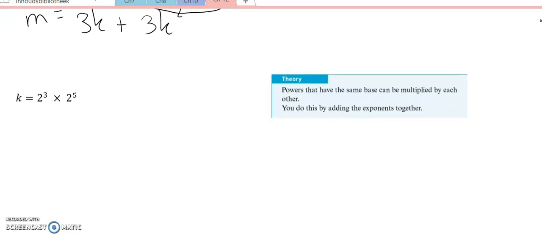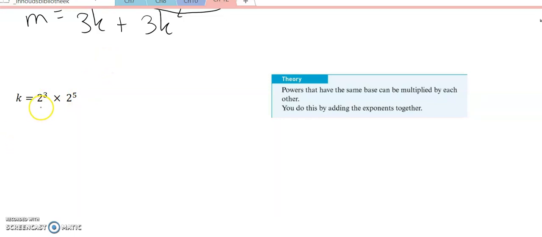Okay, in the book it says powers that have the same base can be multiplied by each other. So they should have the same base, like over here. They both have the same base, it's 2. And you do this by adding the exponents together. Okay, so they say that we have to add the exponents together.